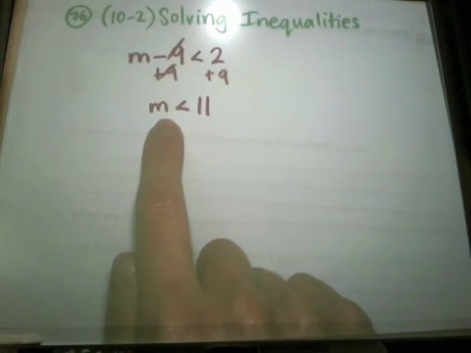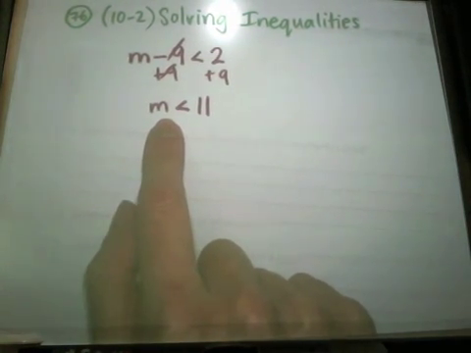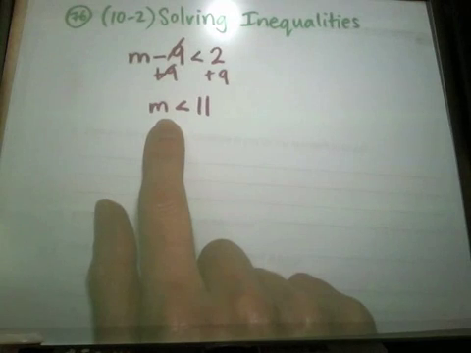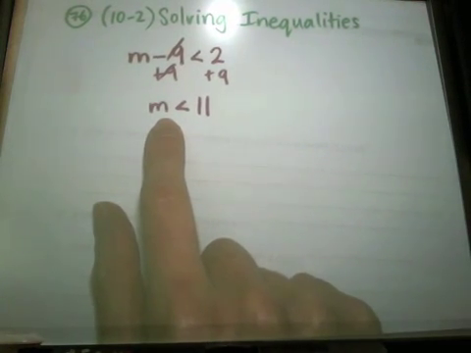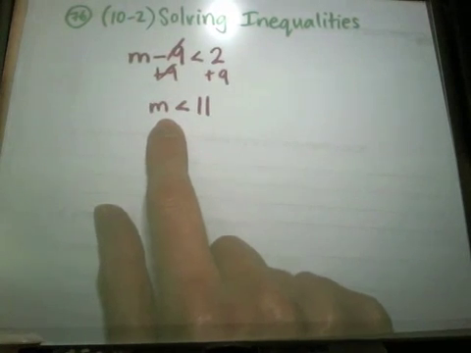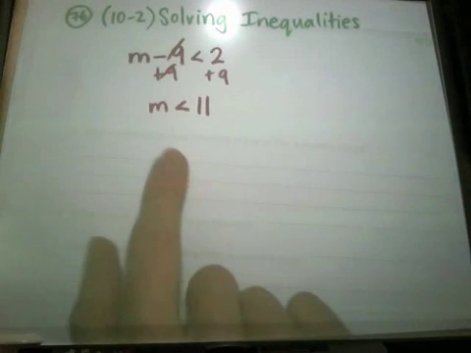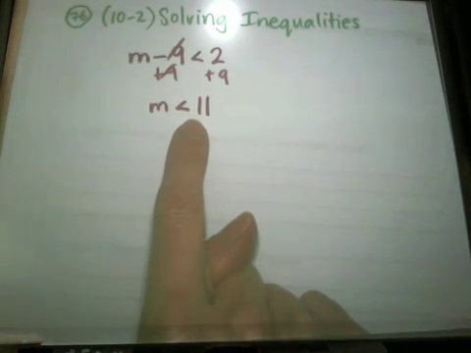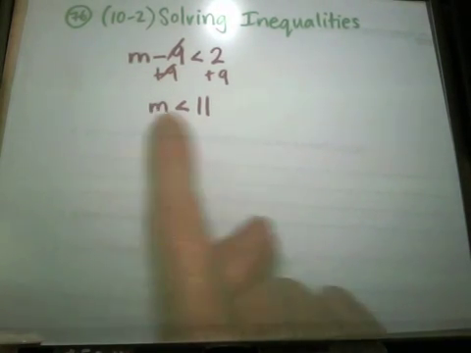Diego. 10. What else? Vincent. 9. Jim. What's that? 2. Roland. 0. Negative a million. Negative 1.5. Negative 1.4. Negative 1.3. There's an endless amount of answers. But it's not 11. 11 is not an answer that works. 11 is not less than 11.